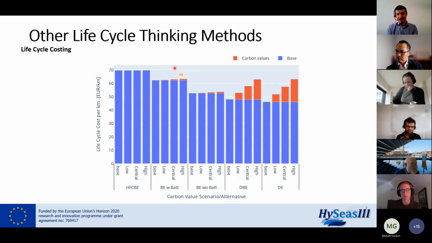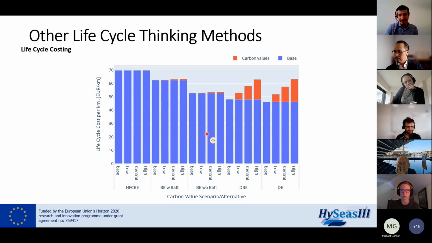So we also included carbon values. That's of what I have read, it's also a hot topic in the UK. So we included carbon values for the diesel and diesel battery alternatives, and that's what you see here. That kind of closes the gap between the hydrogen fuel cell battery alternative and the battery alternatives.